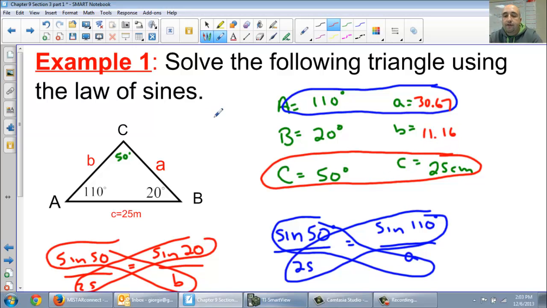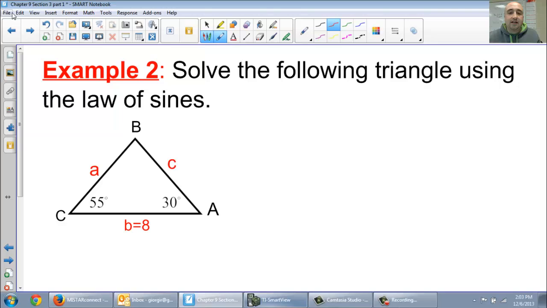Now, why I have you do all of this up at the top is we can now see that our biggest angle is across from our biggest side, our second biggest angle is across from our second biggest side, and our smallest angle is across from our smallest side, and that should always work. So this is an example of angle, side, angle. Okay, let's look at example 2.